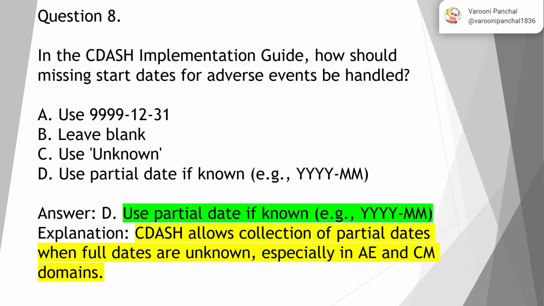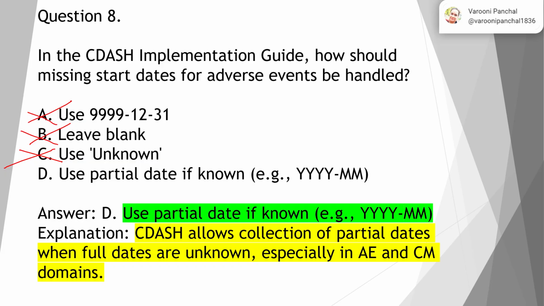Question 8. In the CDASH implementation guide, how should missing start dates for adverse events be handled? Use 9999-12-31. So this is not the right answer. You leave the value as blank. No. Use unknown. No, you cannot use unknown or blank, especially for missing start dates of adverse events.